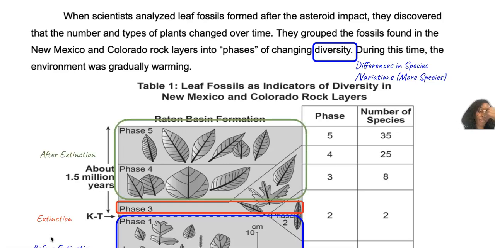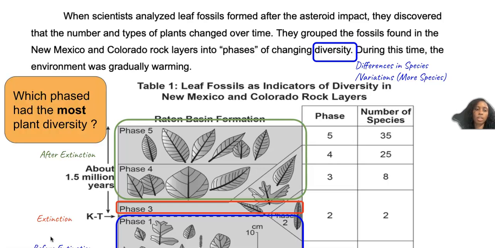Then we have after extinction. So that's kind of from phase 3 to phase 4. And now I'm going to start observing what's happening to the number of species. So I want to think to myself, which phase had the most plant diversity? And according to that, I'm going to check to see the number of species here. Phase 1 clearly had the most with a number of 47.